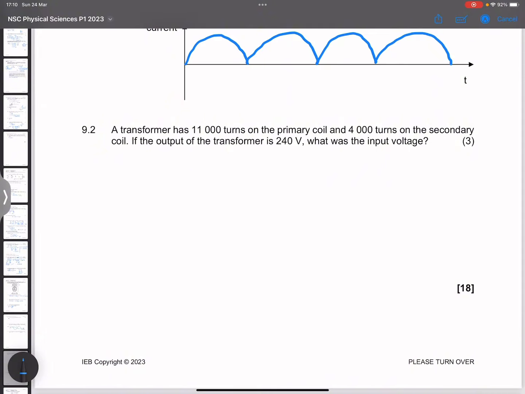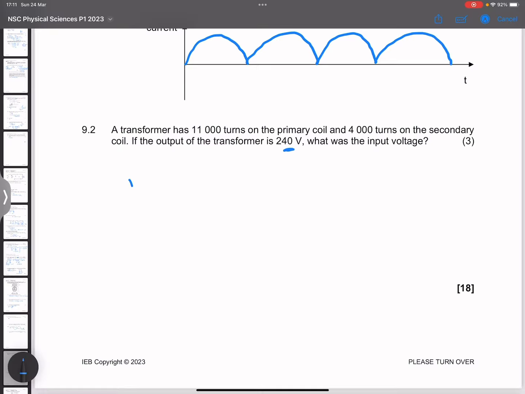So the last question, they say a transformer has 11,000 turns on the primary coil and 4,000 turns on the secondary coil. In this case, what they want us to do is, if the output of the transformer is 240 volts, now remember, on the output, this would be on the secondary coil, isn't it? They say, what is the input?